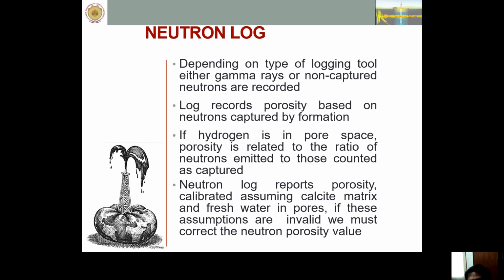Neutron logs depend on type of logging tool, either gamma rays or non-captured neutrons are recorded. Log records porosity based on neutron captured by formation. If the hydrogen is in pore space, porosity is related to the ratio of the neutron emitted to those counted as captured. Neutron log reports porosity calibrated assuming calcite matrix and fresh water in pores. If these assumptions are invalid, we must correct the neutron porosity value.